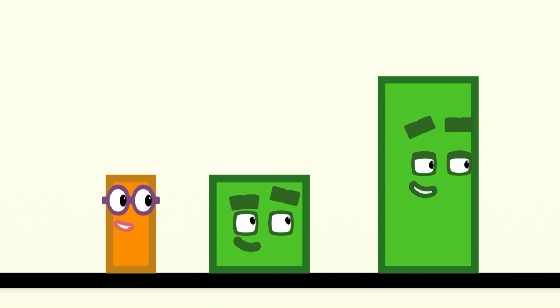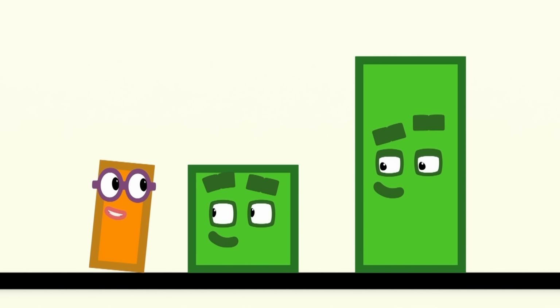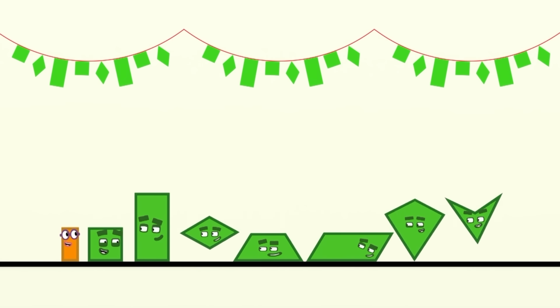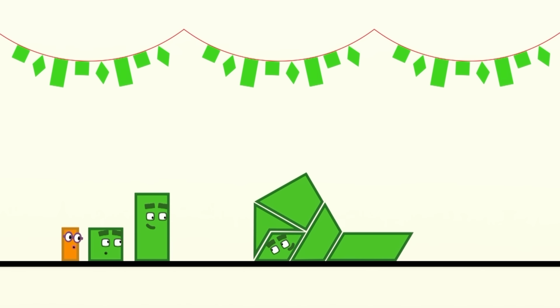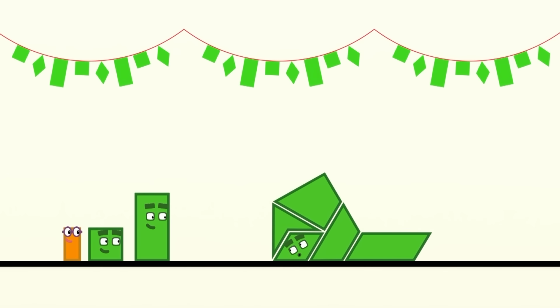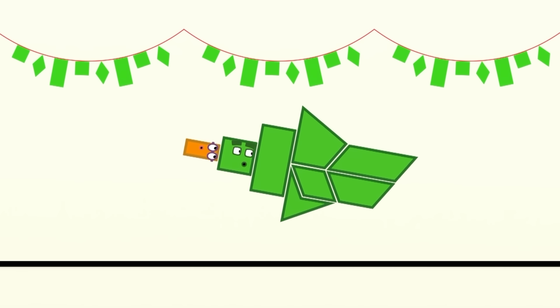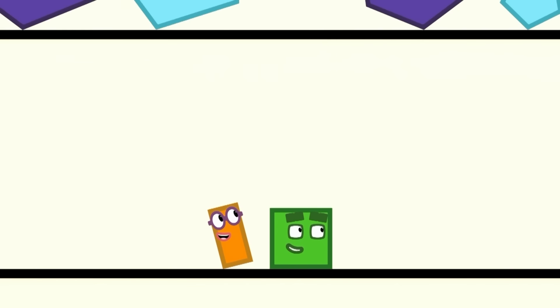Speaking of four sides, here come the rest of the Quad Squad. Quadrilaterals. Ooh, what a wonderful name. And what wonderful shapes. Any shape with four straight sides has a place in the Quad Squad. Now who likes party games? Yes! Let's play Shape Makers. What are we making? A snail. Very good. And what about now? Whoa, we're a rocket ship. See you later, folks. Bye.